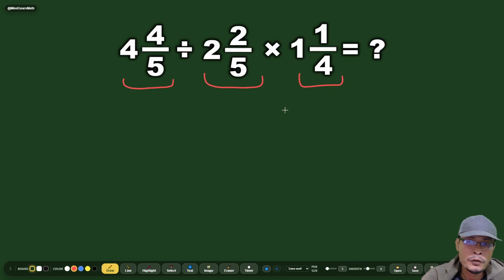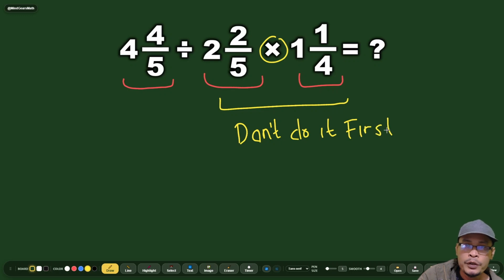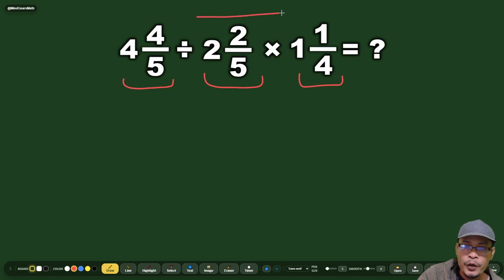Now let's solve this problem. Before we start, there is a massive trap hidden in plain sight. The multiplication at the end looks so neat and easy to calculate that almost half the people who try this will do it first. But doing that will give you the wrong answer. Multiplication and division are equal partners, so we must process them strictly left to right.